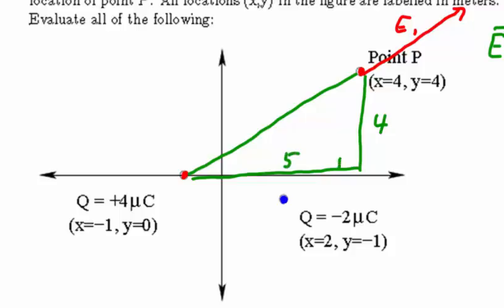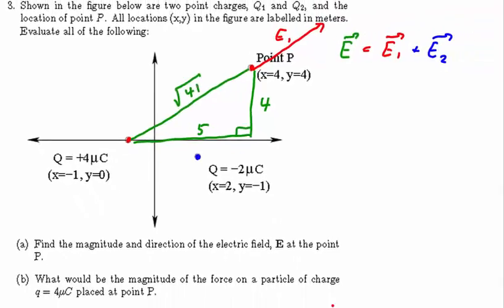Because this is a right triangle, a squared plus b squared is c squared, meaning that the hypotenuse is going to be the square root of 5 squared plus 4 squared, or the hypotenuse has a length of square root of 41 meters. We have now collected all the information necessary to find the vector E1, both in terms of its x and in terms of its y component. But before we find the components, I'm going to find the magnitude.